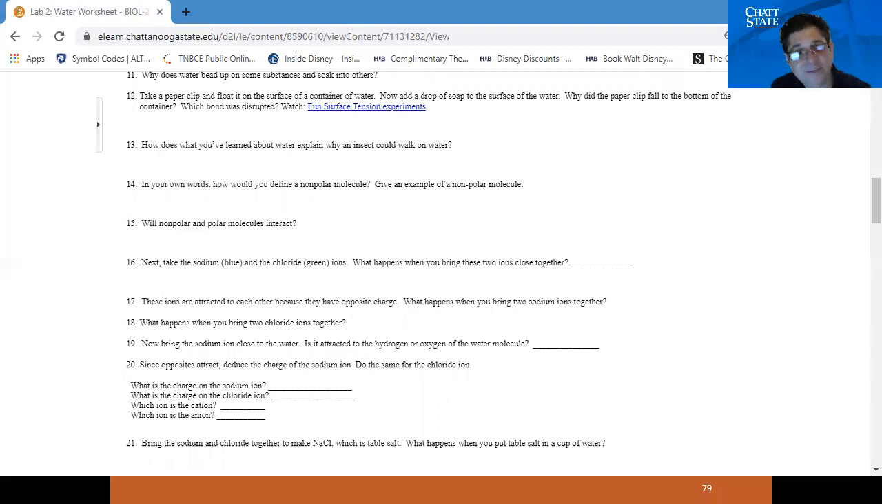And then who can give me an example of a nonpolar molecule? Two hydrogens bonded together. Yeah, a gas is a great example. Any gases are nonpolar, joined by nonpolar bonds. How about some lipids, right? And steroids, all joined with nonpolar bonds mostly.